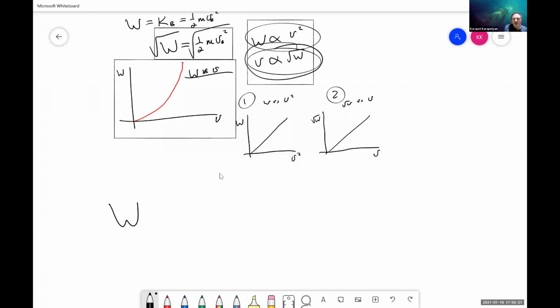So remember, work done was the integral going from x1 to x2 of F dx. If the force is constant, then this just becomes simply F times delta x. And if the force has an angle with respect to horizontal, then you can also have a cosine of angle theta. Okay, so this is for constant force.